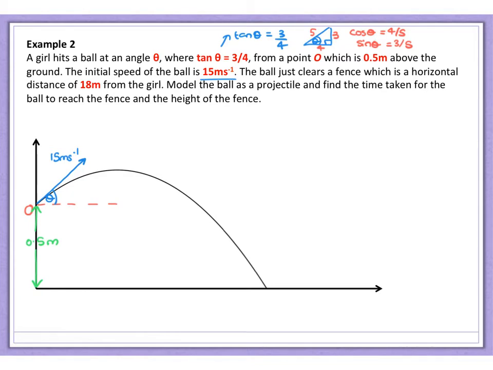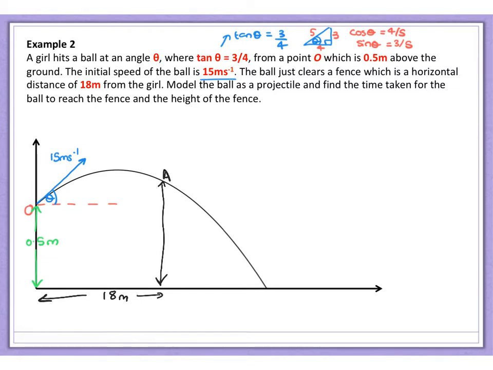So let's draw in this fence. Now we have no idea exactly where this fence is going to be. It doesn't really matter in our diagram. I'm going to position it here, and I'm going to say that this measurement here is 18 metres, and I'll call this point here A.